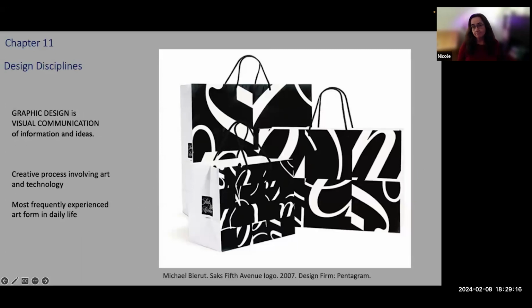Graphic design is essentially visual communication. It's a creative process that uses art and technology to communicate ideas. It uses symbol, type, color, and illustration, and the graphic designer produces visual compositions that are meant to attract an audience, to inform an audience, and to persuade a given audience.